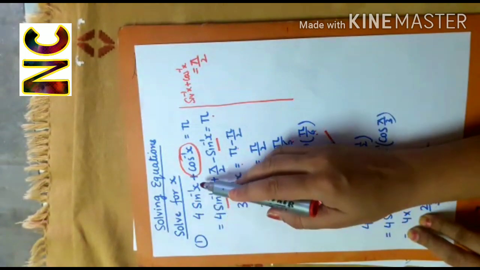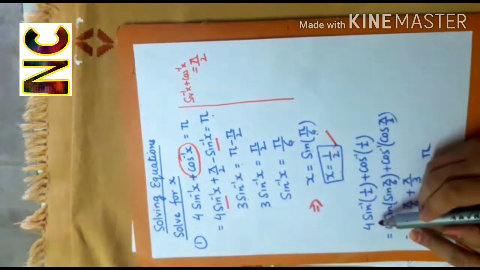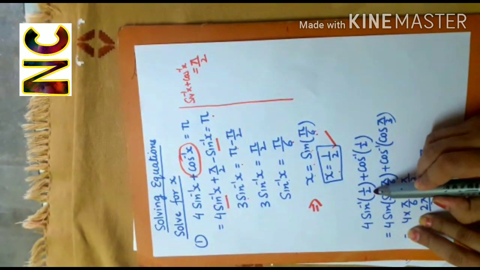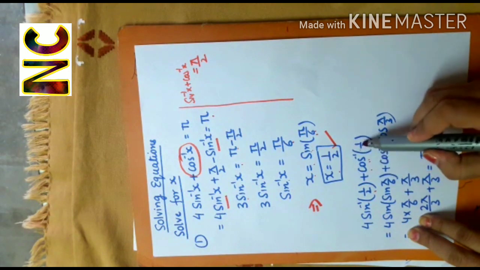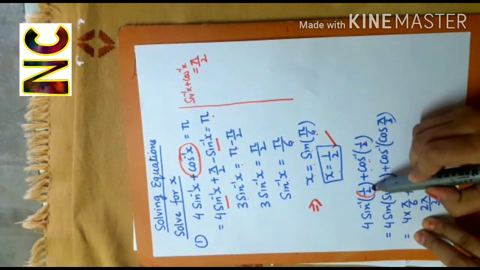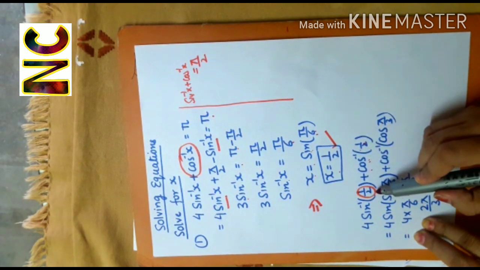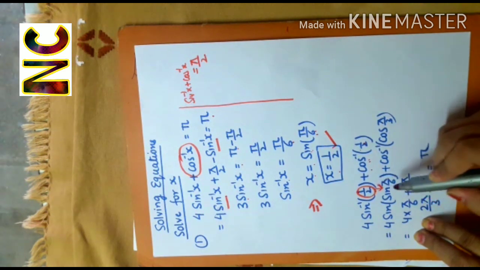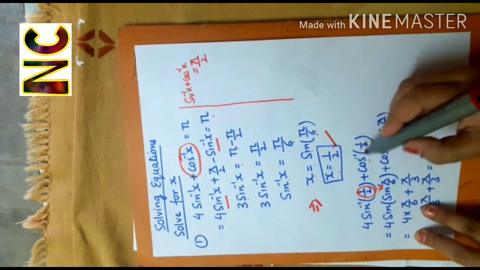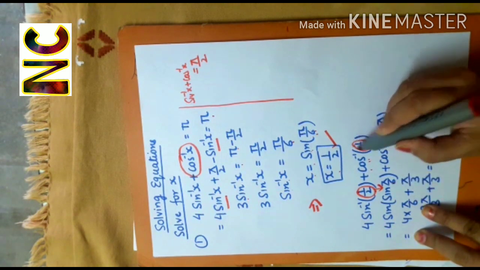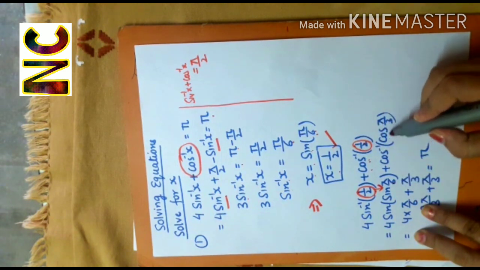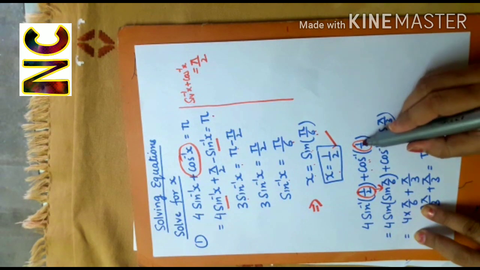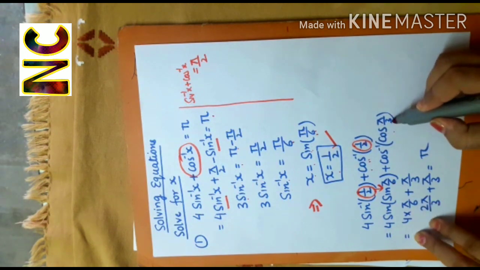So I put the value of x in the left hand side. I'll get 4 sine inverse 1 by 2 plus cos inverse half. Now think of the angle, the value of whose sine is 1 by 2. It's sine pi by 6. So 1 by 2 is replaced with sine pi by 6. And the angle, the value of whose cos is 1 by 2, is pi by 3. So I replace 1 by 2 with cos pi by 3.